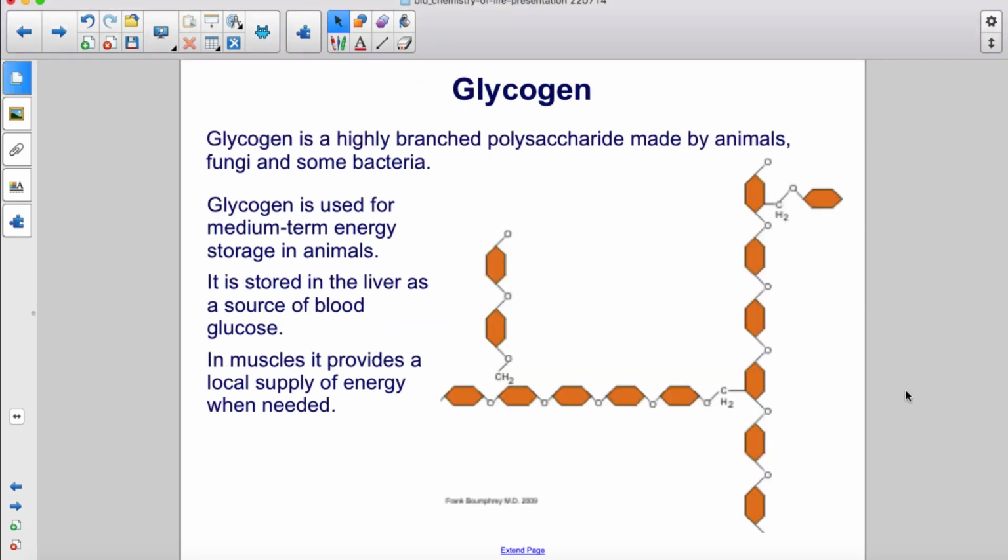Glycogen is a highly branched polysaccharide made by animals, fungi, and some bacteria. Glycogen is used for medium-term energy storage in animals. It is stored in the liver as a source of blood glucose. In muscles, it provides a local supply of energy when needed.